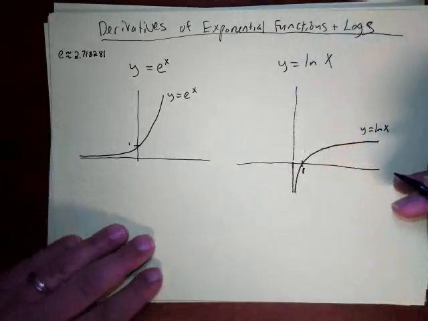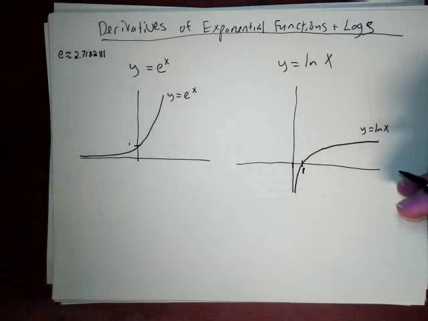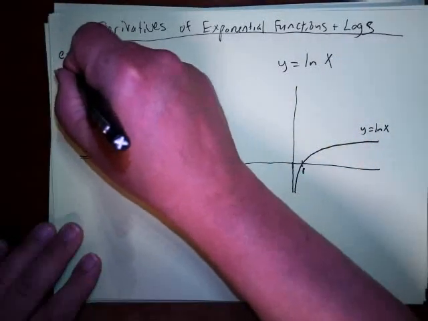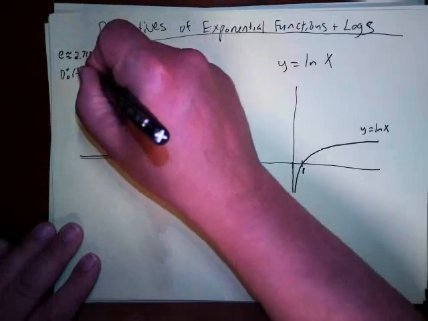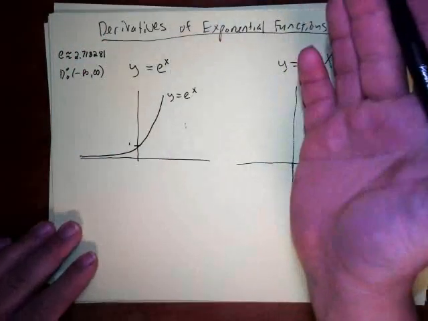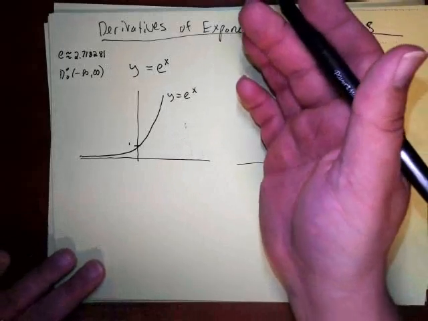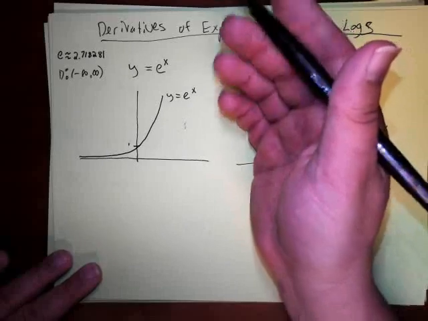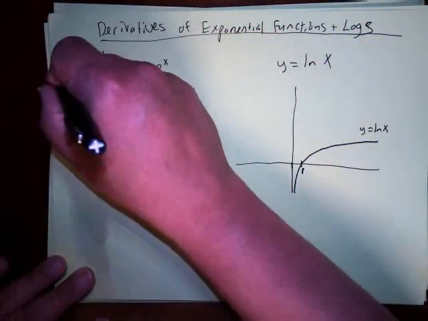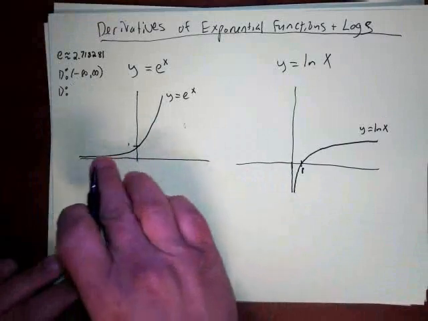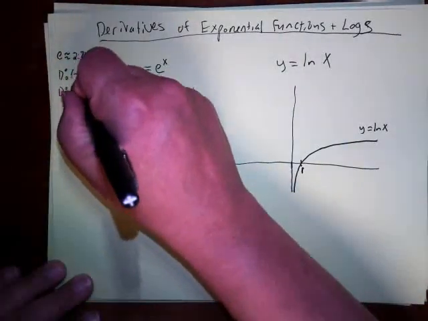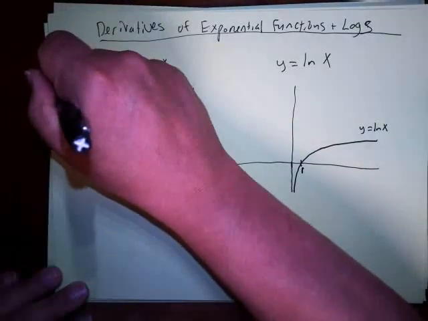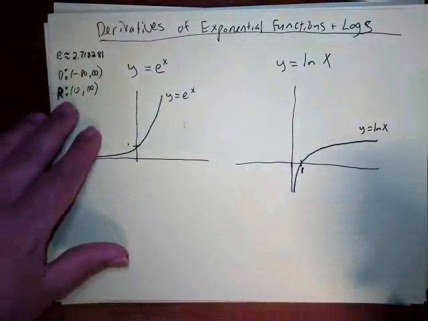So the domain is negative infinity to infinity. You can put in any number as an exponent and you don't get a problem. The range here though, it'll never be 0. It approaches asymptotically, so it's 0 to infinity. Sorry, that's the range. Well, this just switches them around.